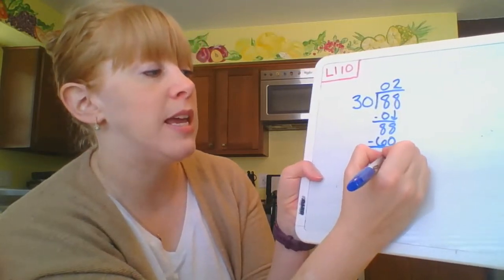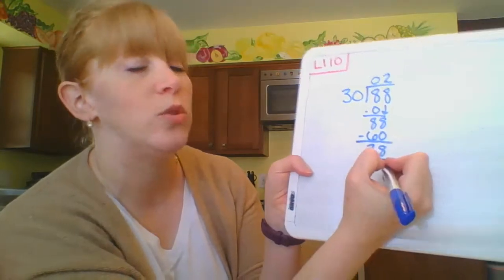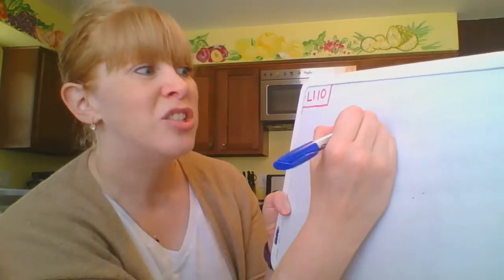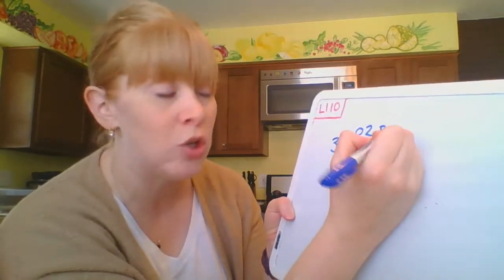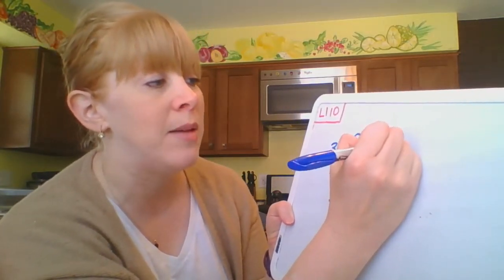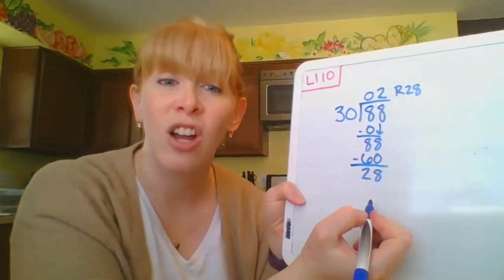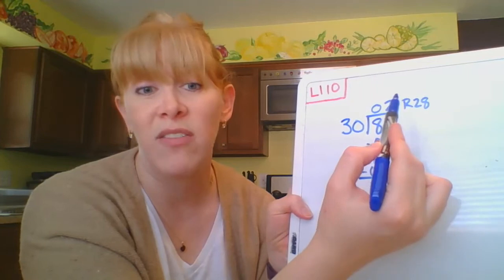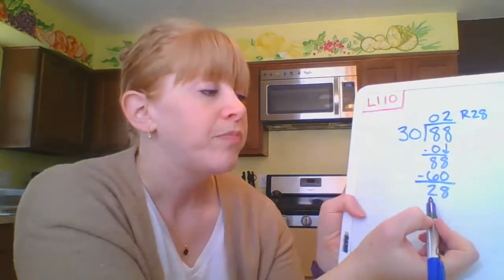8 minus 0 is 8. 8 minus 6 is 2, 28. I don't have any more digits to bring down, so I have a huge remainder. Remember, anytime that your remainder is larger than your divisor, you need to go back and double check because you could have a larger number in your quotient.